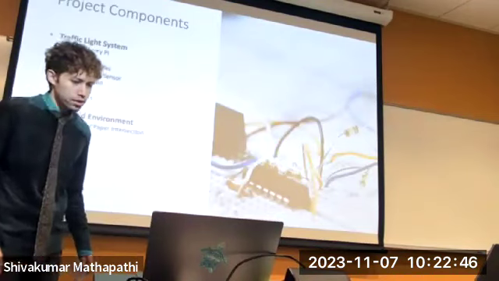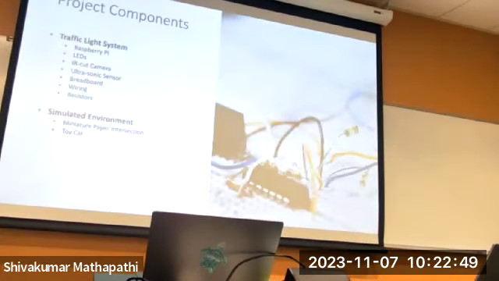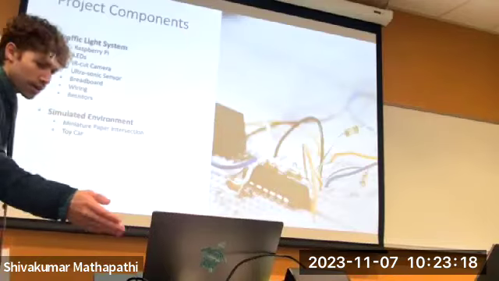Project components. These are the components that we use for the traffic light system: the Raspberry Pi, LEDs, the camera, and an ultrasonic sensor, which detects the distance of the object itself. The breadboard, wires, and resistors to power it. For the simulated environment, I created a miniature paper intersection, which we will demonstrate at the end of this presentation, and then the car model.